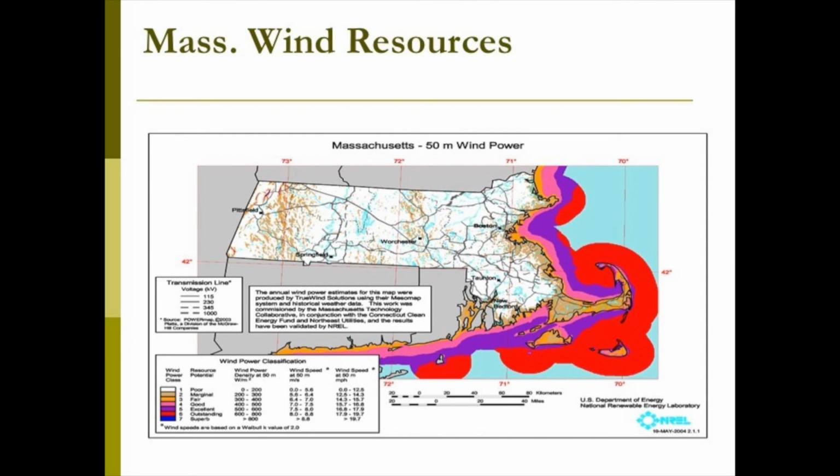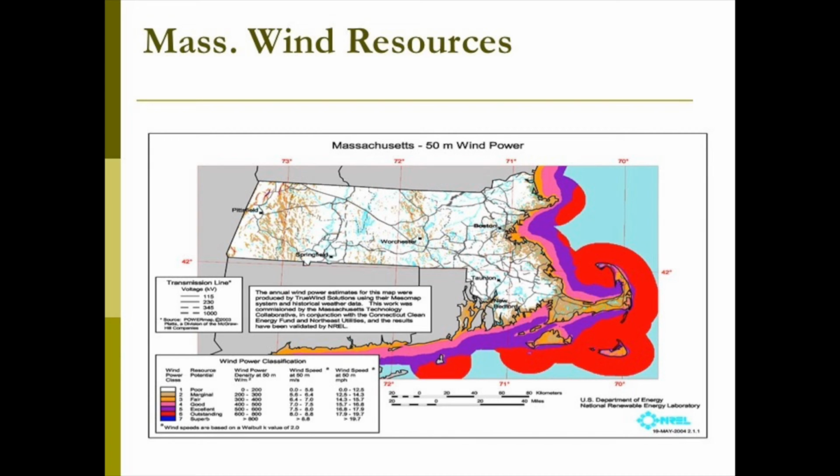Now, looking here at this wind map for Massachusetts and also south of it, of Rhode Island and Connecticut, we can see that even though there are some good wind possibilities in western Massachusetts in the mountains, by far the best wind resources would be offshore. And these are the areas shown here in pink and purple and red.